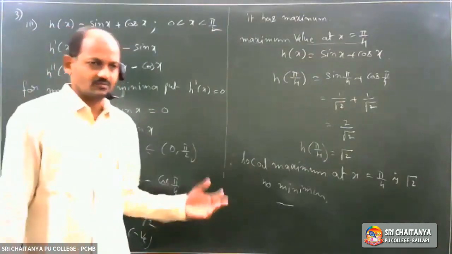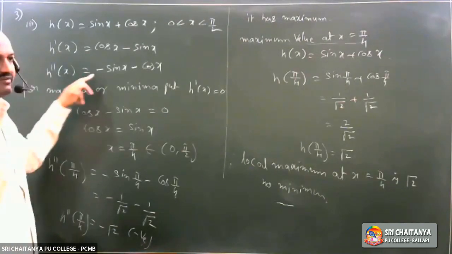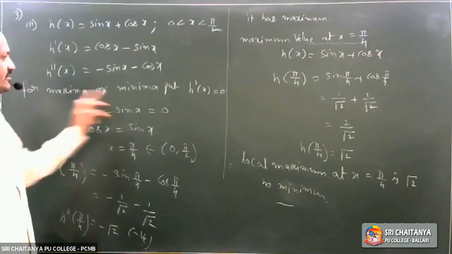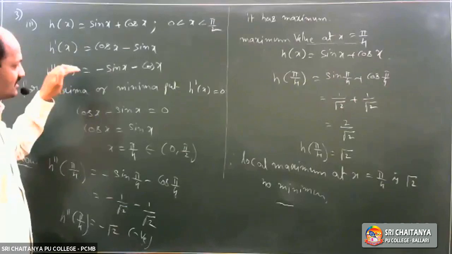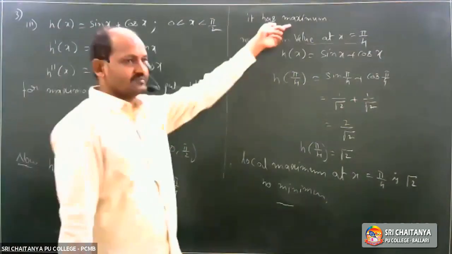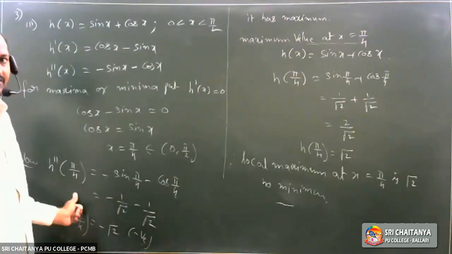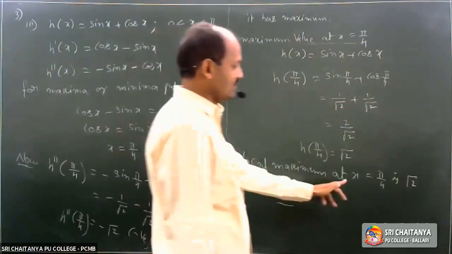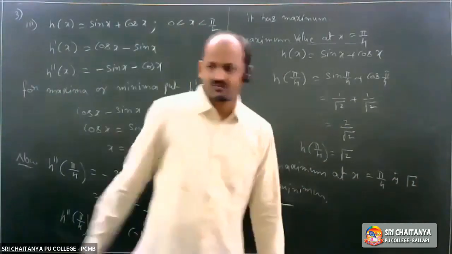Okay, both problems follow the same method. Find the first derivative and the second derivative; positive means minimum, negative means maximum. For maximum or minimum, set the first derivative equal to 0, then we get the x value, and substitute that x value in the second order derivative. That second order derivative is minus root 2, negative, meaning it has a maximum. When it is maximum at x equal to pi by 4, that pi by 4 value substituted in the given function gives a value. Okay, na? Local maximum value at x equal to pi by 4 is root 2. Here, no minimum. Okay, na? Write down.